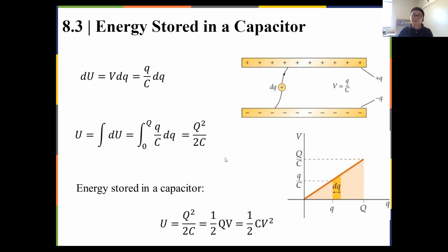Or you can think about it this way. On the V versus Q chart, the area underneath the curve is the energy built up. That gives you 1/2 of Q over C times Q, the same as before. This expression can be rewritten as 1/2 Q times V or 1/2 CV squared, because C equals Q divided by V. Either of those expressions should be just fine.